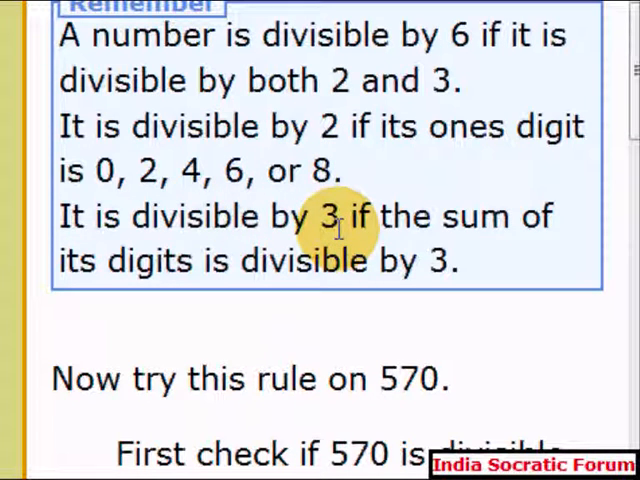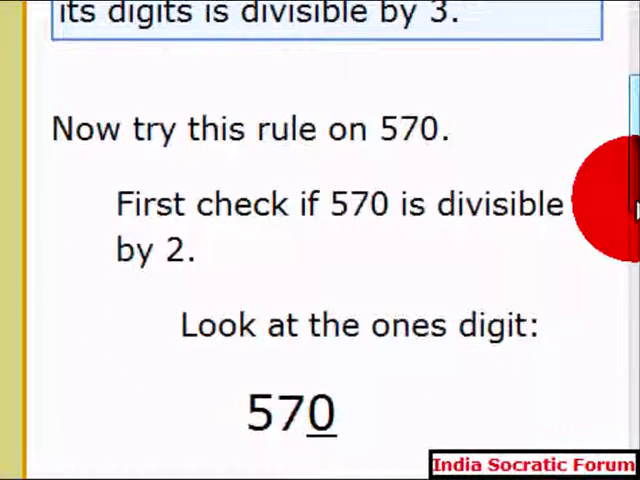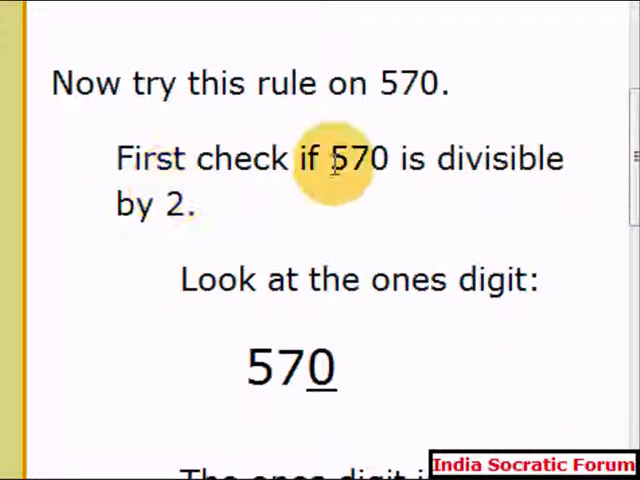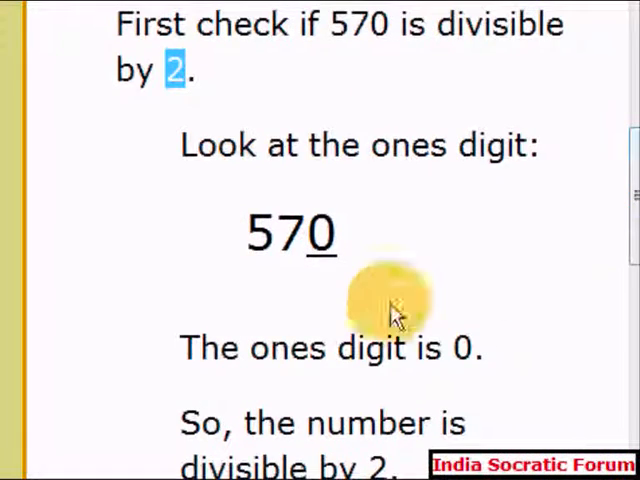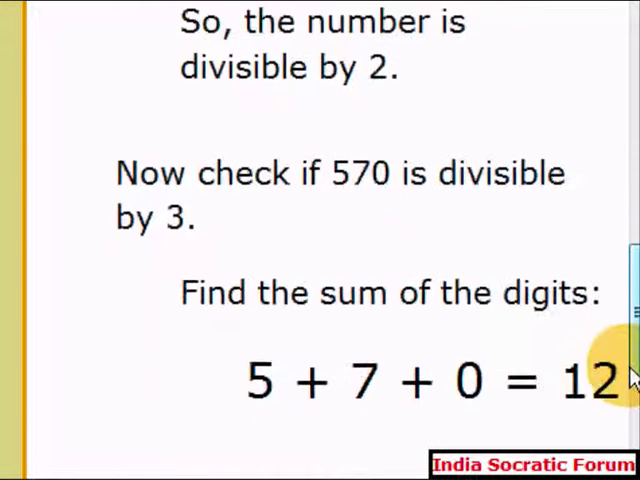It is divisible by 3 if the sum of its digits is divisible by 3. Now try this rule on 570. First check if 570 is divisible by 2. Look at the ones digit. Yeah, the ones digit is 0, so the number is divisible by 2.